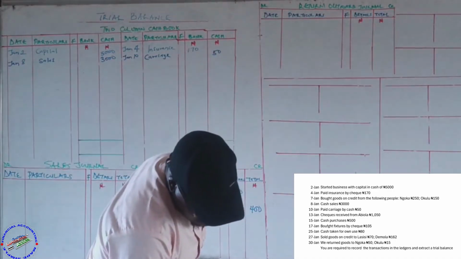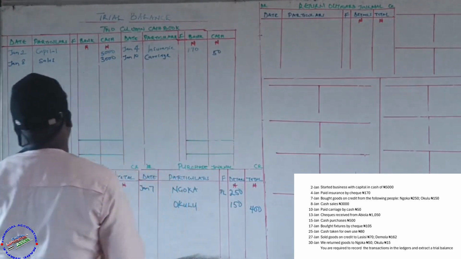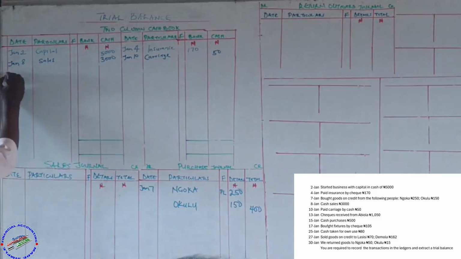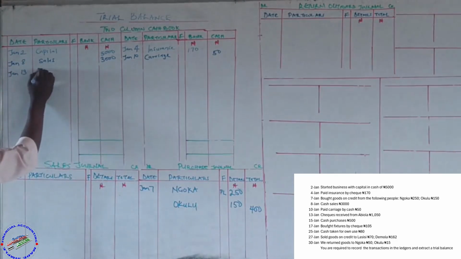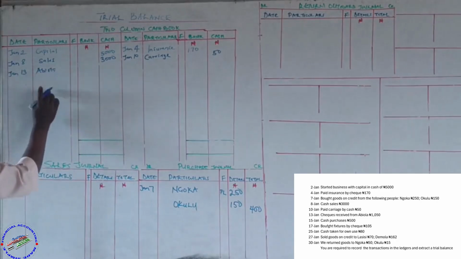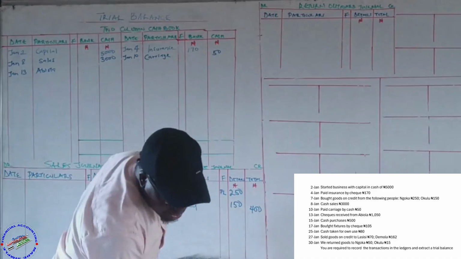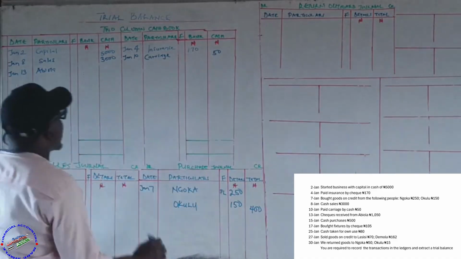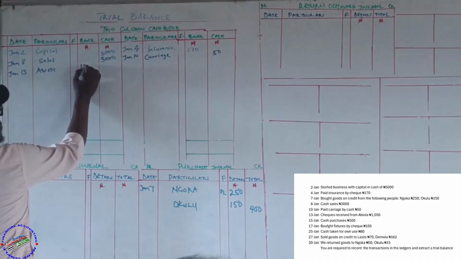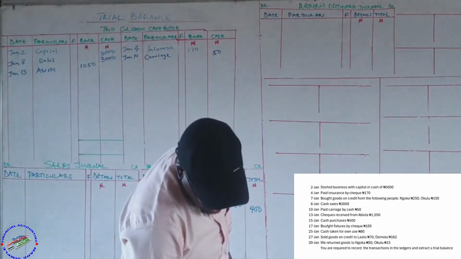The next one says check received from Abiola, January 13. Abiola, we received check from Abiola. So money is coming into the business. So check received from Abiola is 1,050 naira.